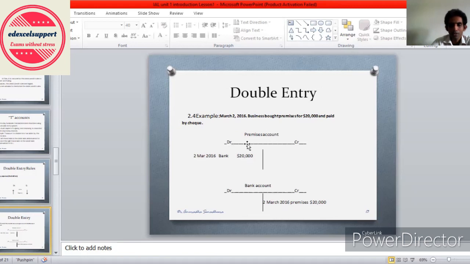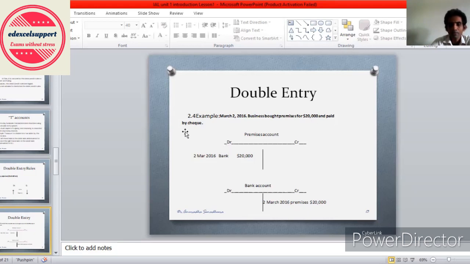I told you that when you have a T account, your left hand side is the debit side, and your right hand side is the credit side. So premises will be debited. So we record it on the debit side. I'm not going to teach you recording, I'm just giving an idea from this lesson. Remember, premises is debit.